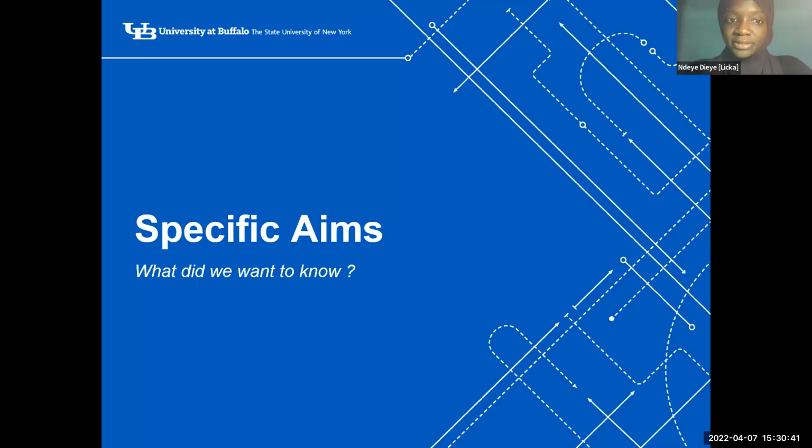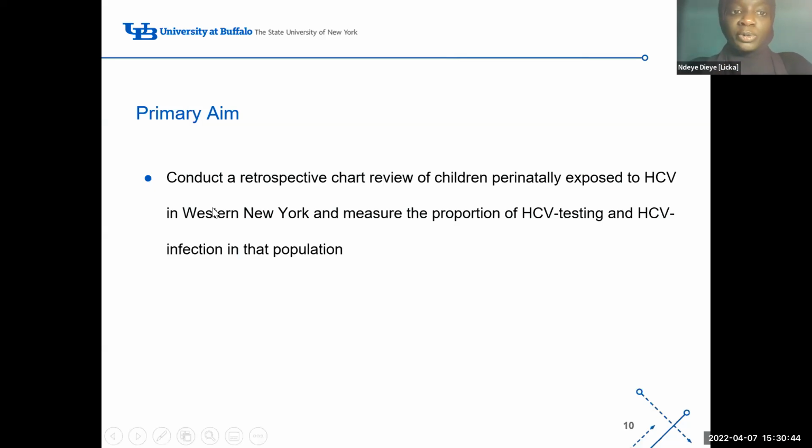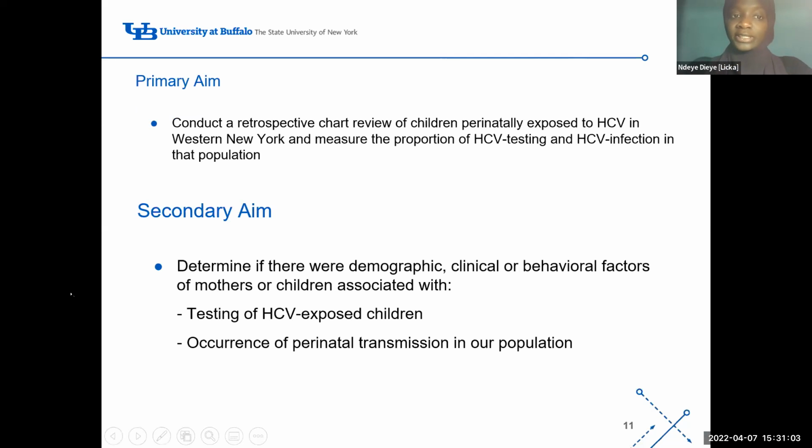So our specific aims for this study: first, we wanted to conduct a retrospective chart review of children perinatally exposed to HCV in Western New York and measure the proportion of HCV testing and HCV infection in that population. Our secondary aim was to determine if there were demographic, clinical, or behavioral factors of mothers or children associated with, one, the testing of HCV exposed children, and second, the occurrence of perinatal transmission in our population.